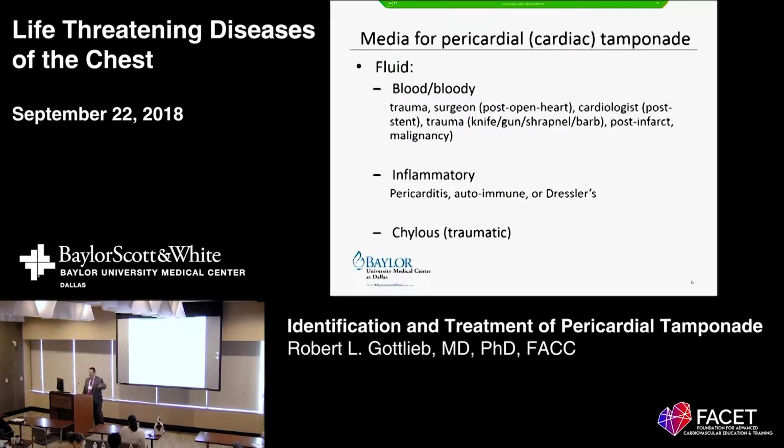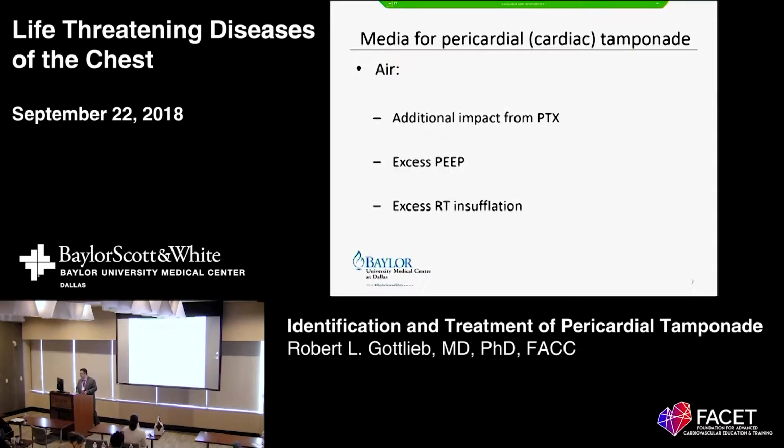So it's a knife, gun, shrapnel, barb, anything that you can throw into the chest. Post-infarct, if you give heparin, you can get a bloody pericardial effusion from inflammation that would have been non-bloody until the heparin came around. You can have inflammatory causes, just pericarditis, autoimmune, Dressler's. If you transect the chest just the right way, and it's very rare, you could get a chylous pericardial tamponade. It would take a long time. But you could have, for example, TB or something else. Infection. So other media for pericardial tamponade.